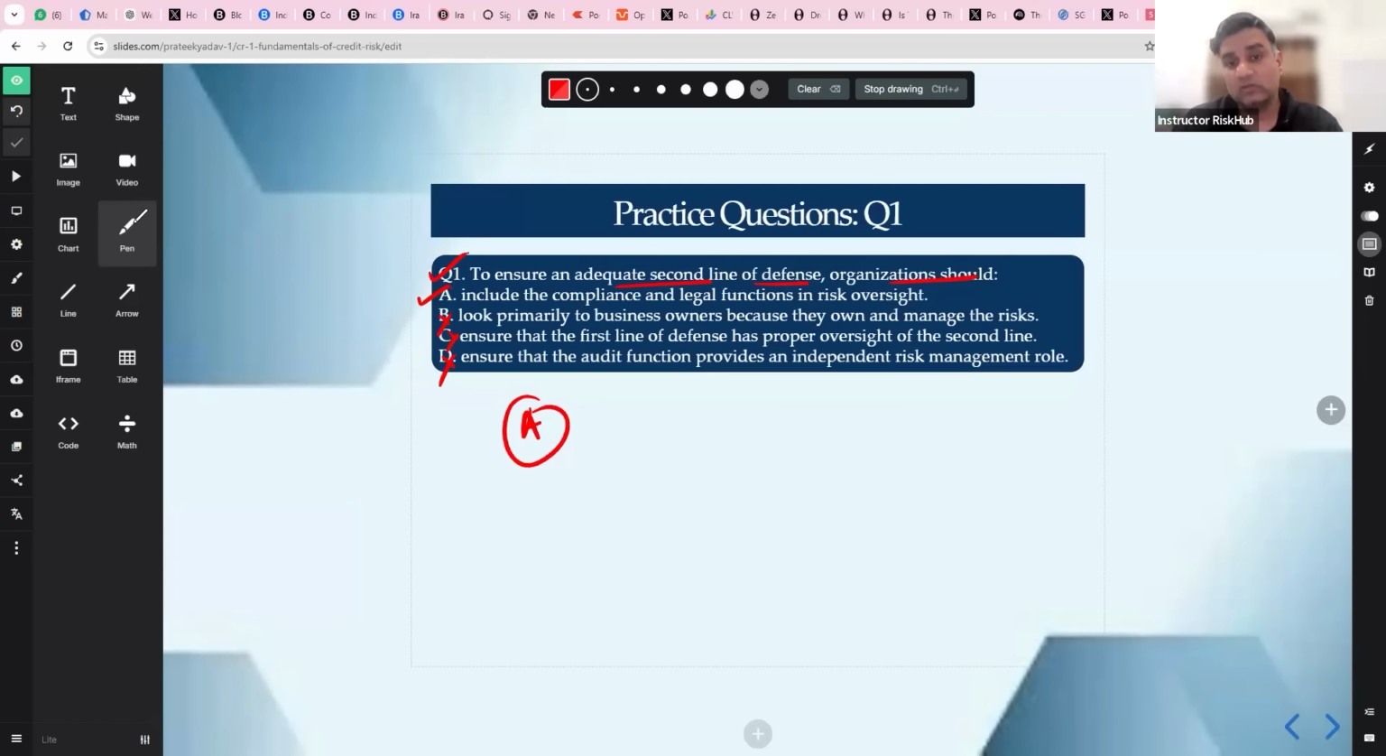Looking at option C, ensure that the first line of defense has proper oversight of the second line. The first line does not oversee the second line. It is the reverse. The second line oversees the first line, right? Then option D, ensure that the audit function provides an independent risk management role. Again, audit, the third line, is not risk management. It is your independent assurance, right? So that is what we need to understand.